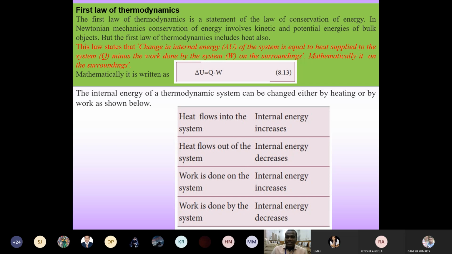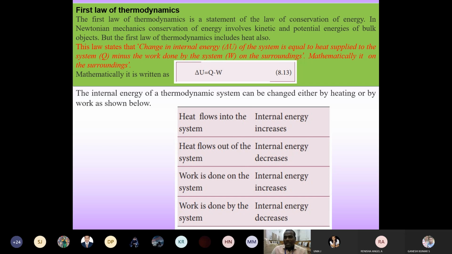Then work done on the system. So we are doing work on the system. The internal energy increases. Why are we doing work on the system? To increase the internal energy of the system. Right. So if work is done by the system, the internal energy will decrease.